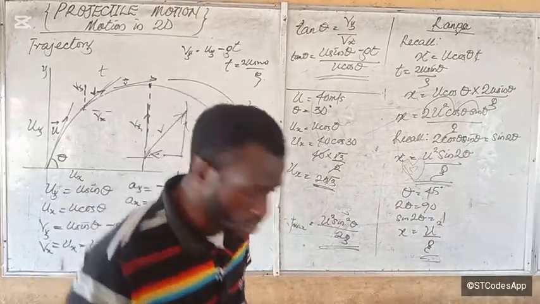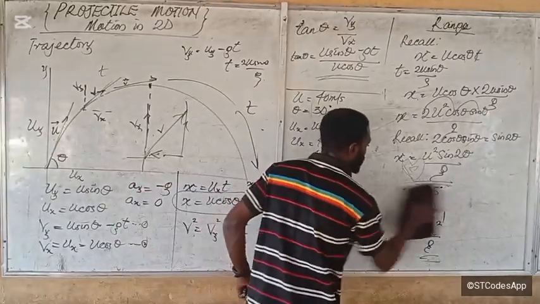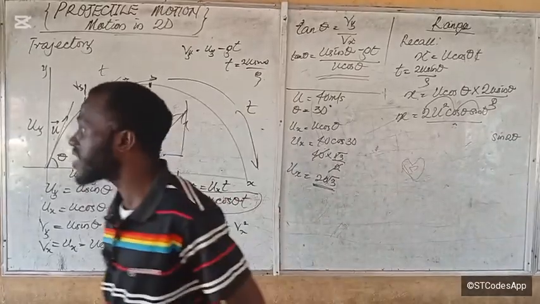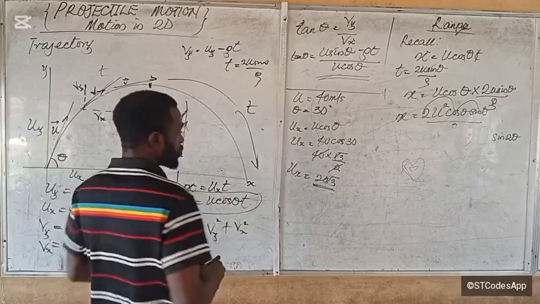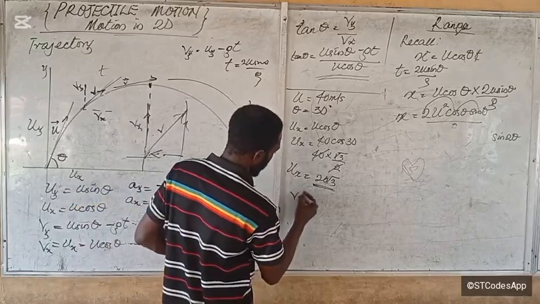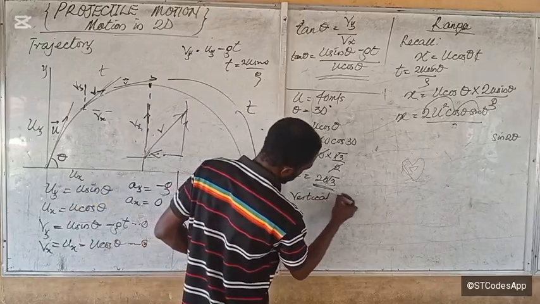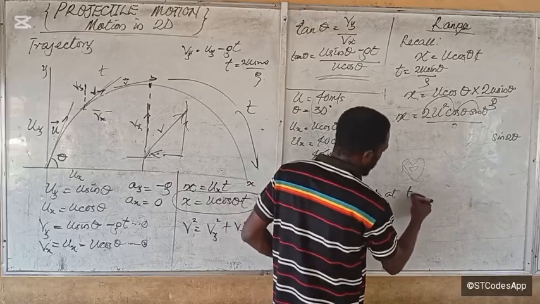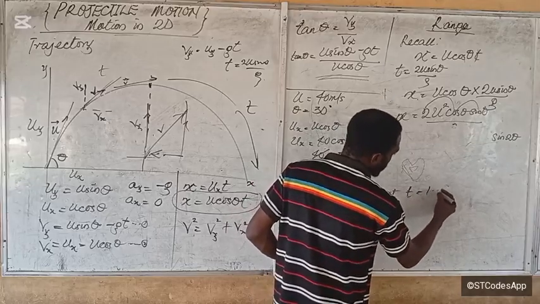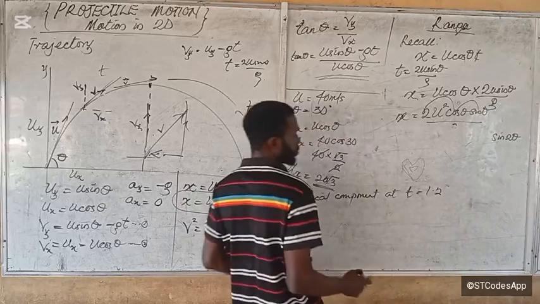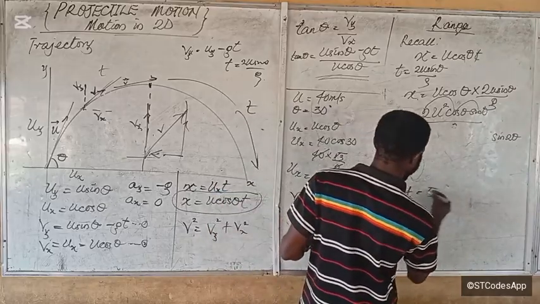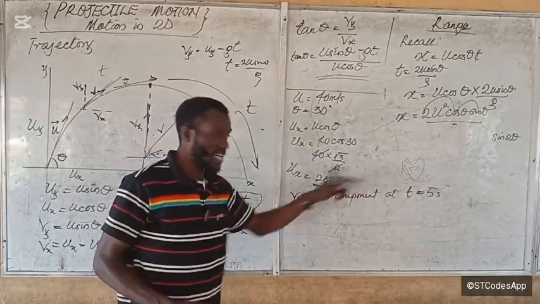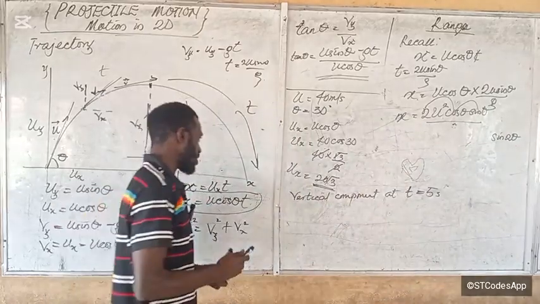But now, what if the question says find the vertical component at time t equals 5 seconds? Let's use a sweet one, 5 seconds. And it says you find the vertical component at time t equal to 5 seconds. How do you do that?